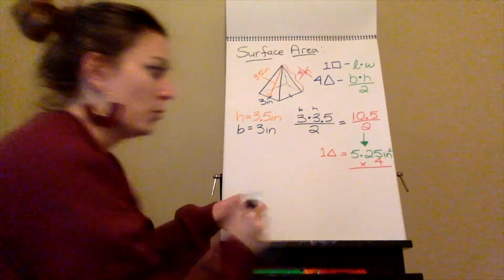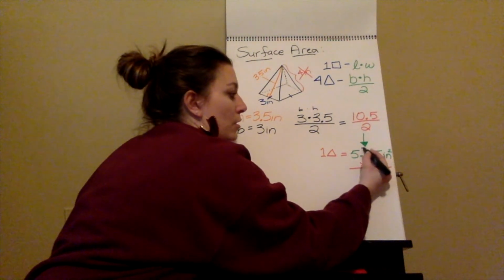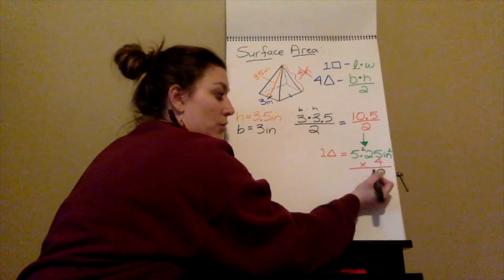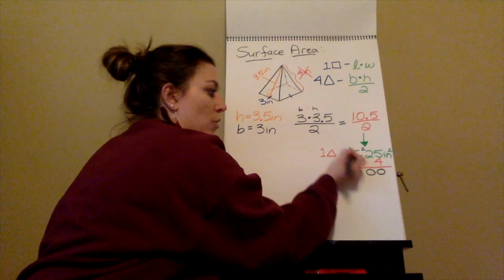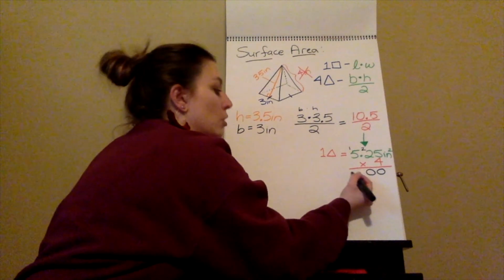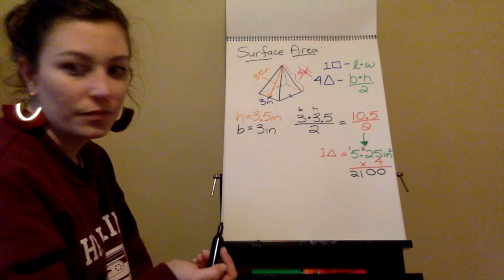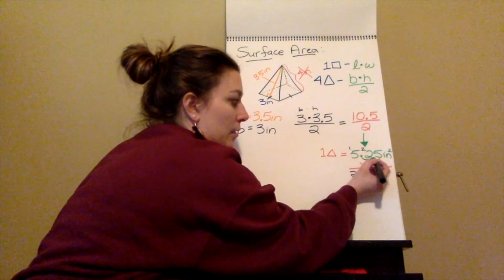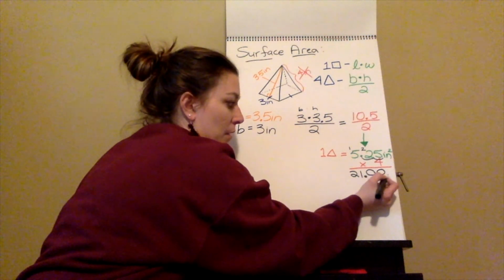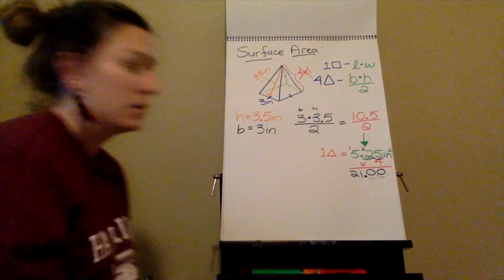So 4 times 5 is 20. Put your 0, carry your 2. 4 times 2 is 8. Plus 2 is 10. So 0, carry your 1. 4 times 5 is 20. Plus 1 is 21. Now, how many decimal places do we have here? 1, 2. So that means we have 1, 2 decimal places here. So remember we do our little loop-de-loops here? So that's 2 of them.